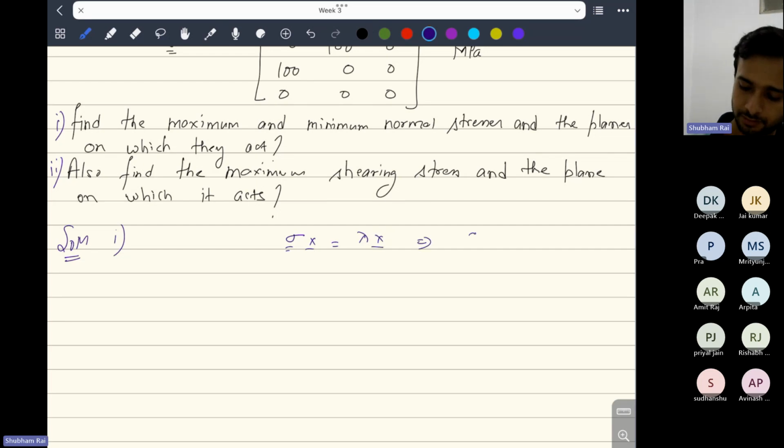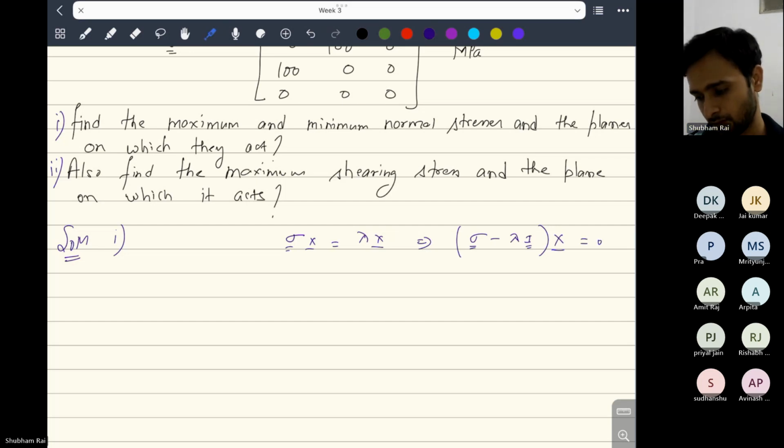If you do that, you get (sigma minus lambda I) times x, and that should be 0. To get a non-trivial solution, non-trivial means apart from the obvious solution where x will be 0, 0, 0. That doesn't make any sense, your eigenvector is 0, 0, 0. So this is a null vector. So a non-trivial solution means apart from the 0, 0, 0 solution.